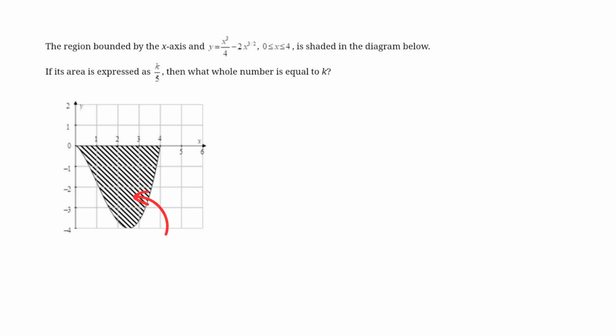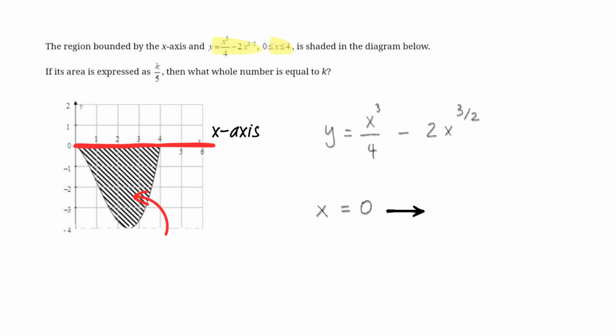Today we are tackling a classic calculus problem that trips up a lot of students because of one tiny detail. The shaded region is below the x-axis. The problem gives us the function y equals the fraction x cubed over 4 minus 2x to the power of 3 over 2, and asks for the area from x equals 0 to x equals 4. We are told the area equals k over 5, and we need to find that whole number k.